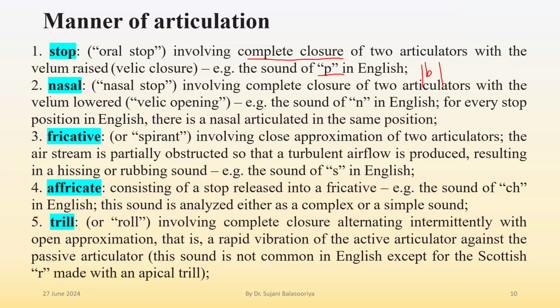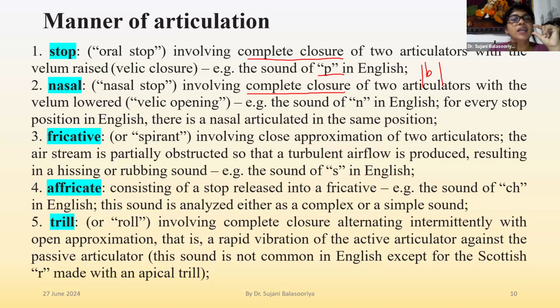Then we have another manner of articulation, nasal, right? Nasal stop. Here also the airstream is completely blocked, complete closure is there. And velic opening. Velic opening means the entrance to the nasal cavity is open. There is an entrance because of the lowering of the velum. The velum is lower, leaving a space for the airstream to enter the nasal cavity. We call it velic opening, right? So then the nasal consonants are produced here. You have one example, N. N is a nasal stop consonant, right?